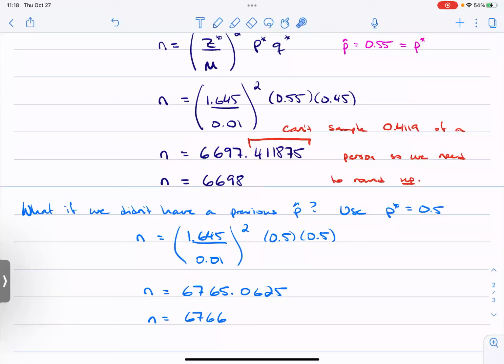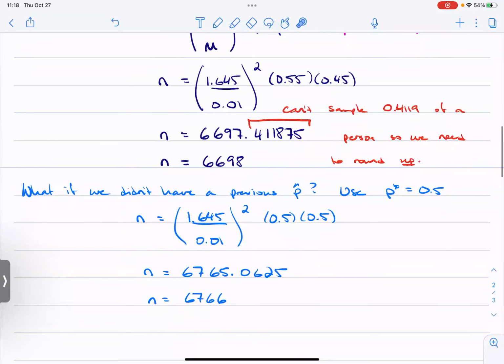But if we wanted to be super, super, super safe, then you could go for this value, right? But depending on what's given in the question, you're expected to know, okay, if I have a previous sample proportion, I'm going to use that. If I don't, I use 0.5. All right.